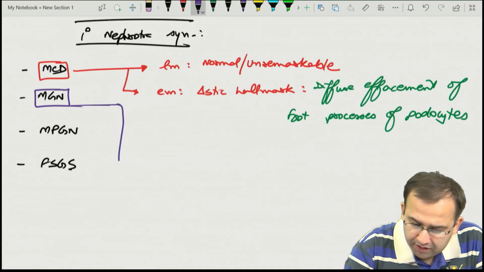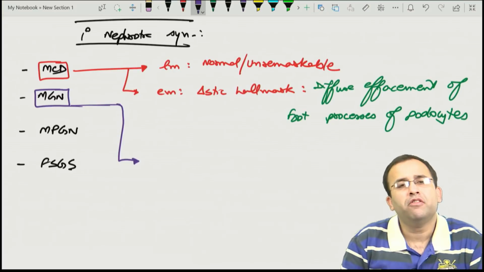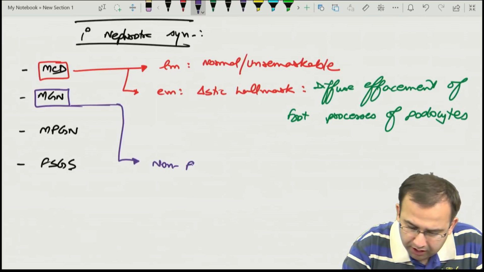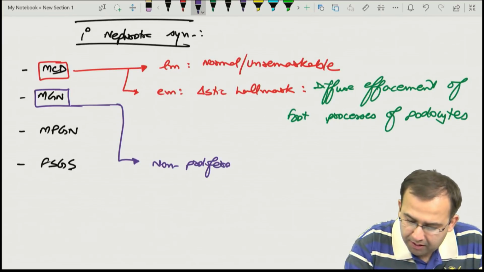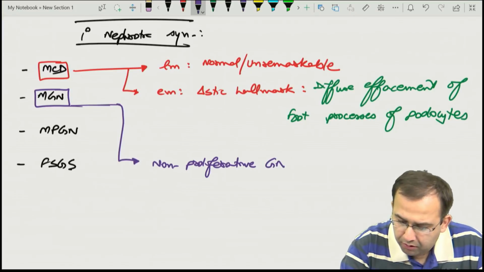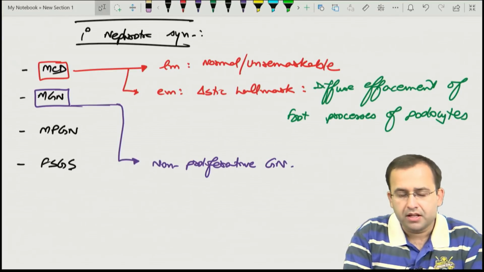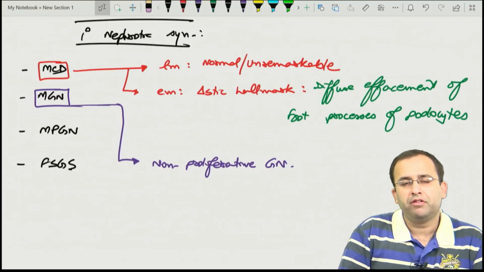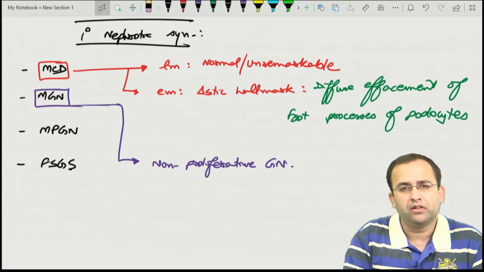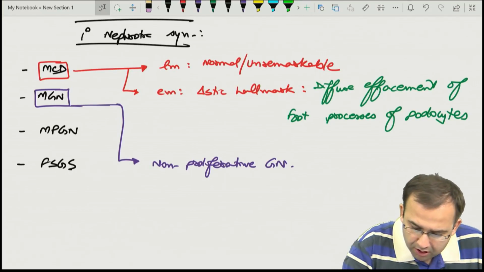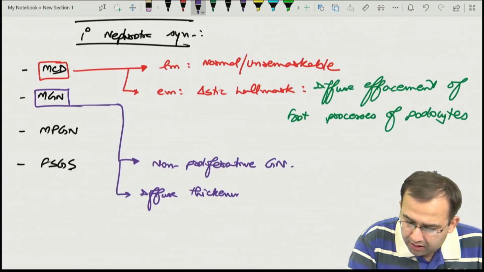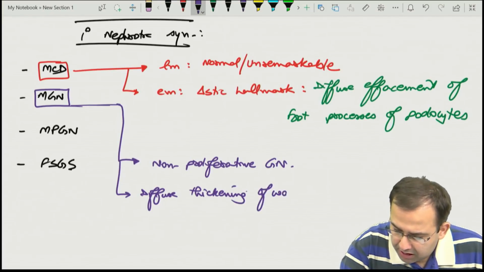MGN. First point, is it proliferative or non-proliferative in nature? It is a non-proliferative glomerulonephritis. See, MPGN, membranoproliferative glomerulonephritis, is obviously proliferative. Nobody will ask you that. What is asked is MGN is non-proliferative, showing diffuse thickening of capillary walls. This was what we were seeing in the image.